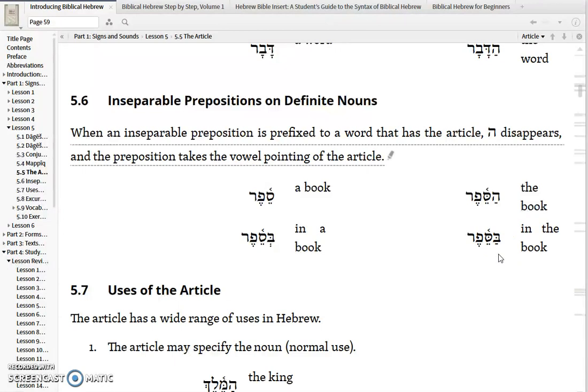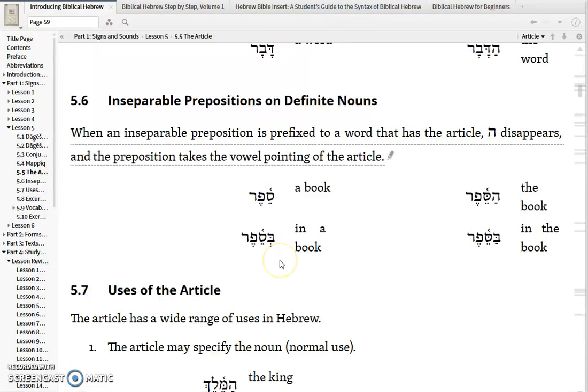And so the only indication of the definite article is that pata, that indicates that the original vowel here is a pata related to the article hey. And so before the Masoretes came along, there was actually no difference in the way they wrote besefer and basefer, in a book and in the book. Here they vocalized it on the assumption that the article is there. Here they have vocalized it on the assumption that the article is not there.